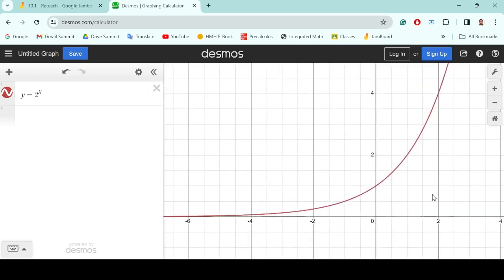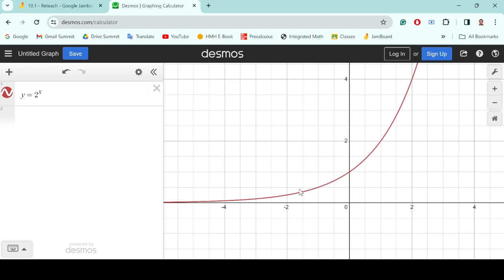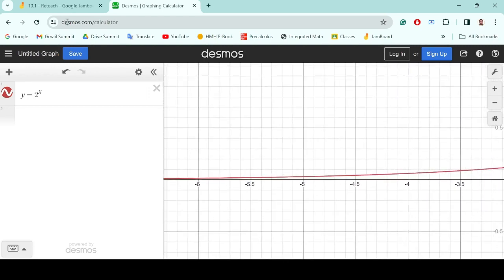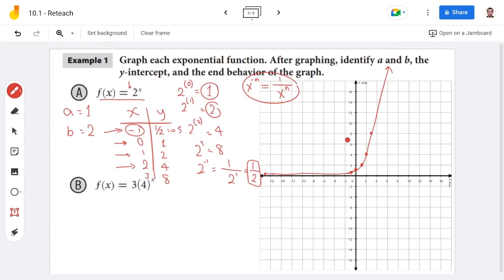So as you can see here, the exponential function is always either a growing function or a decay. Growing means starting from down and going up, or decaying means starting up and going down, but it will never touch the x-axis. So this is how I can explain the exponential function, and this is how we can graph the exponential.